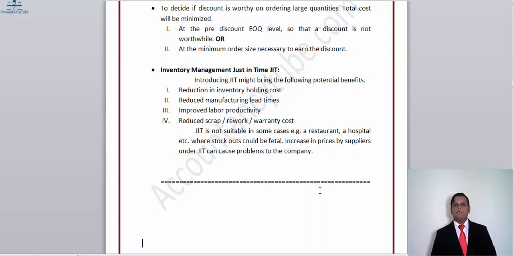So that's it for the inventory management. That's the second chapter of the working capital area.